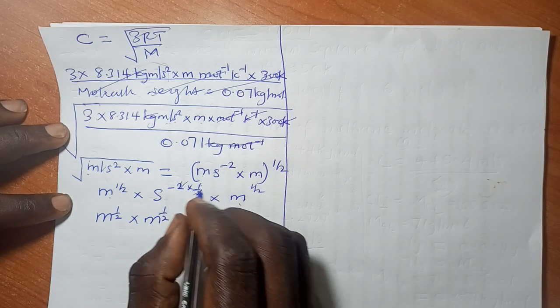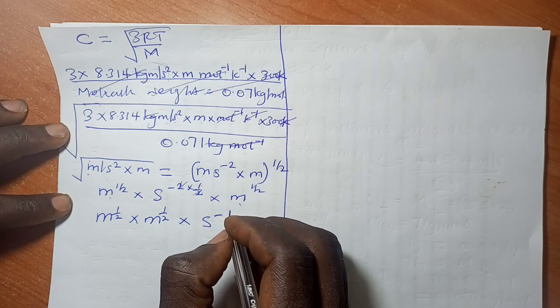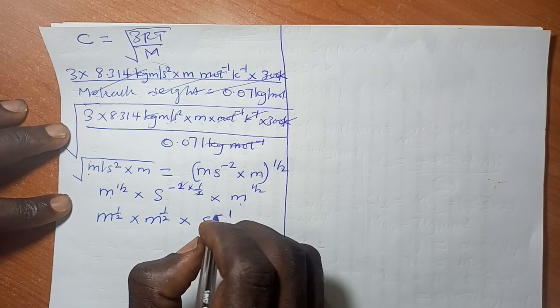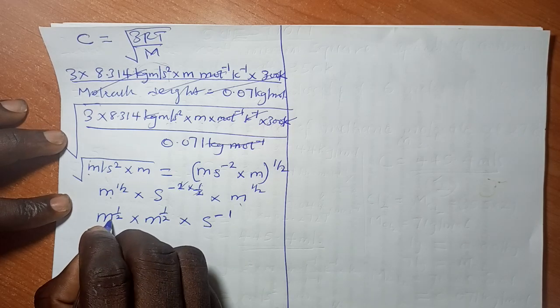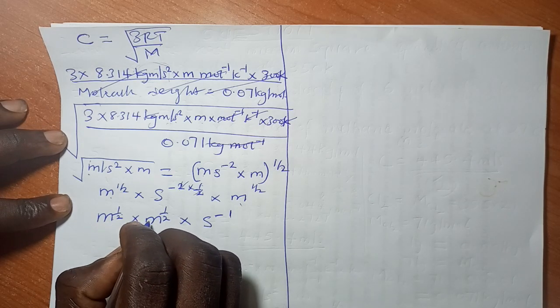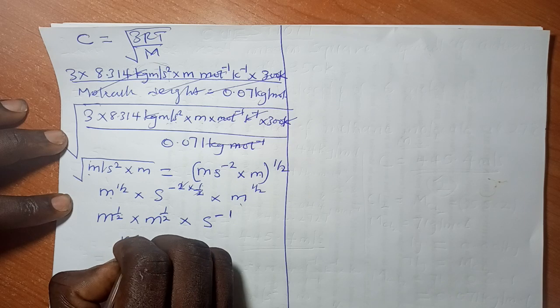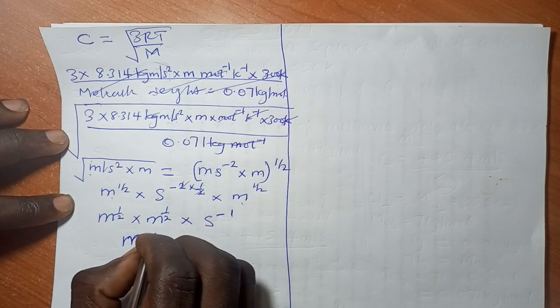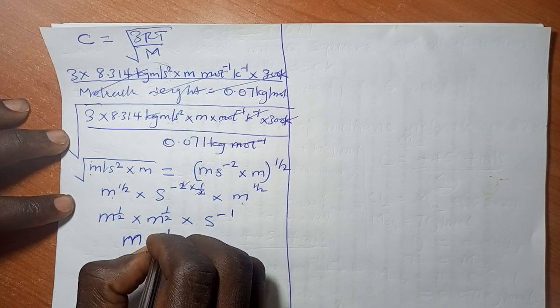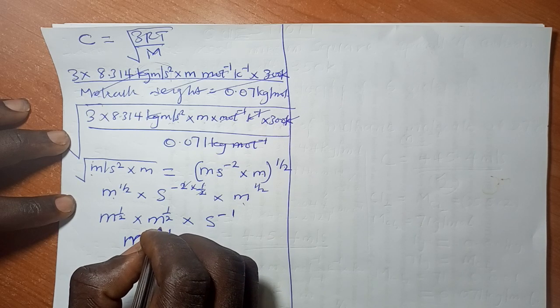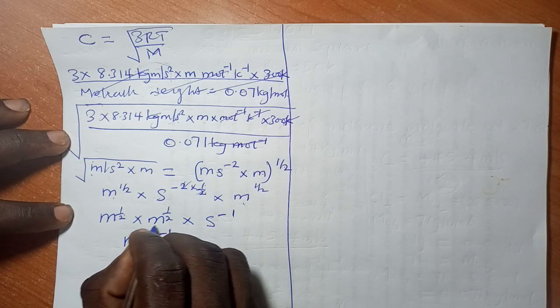Okay, this will remain m raised to the power minus 1. In this case, you are going to have m raised to the power half times m raised to the power half times m raised to the power minus 1. The indices will give you m, so this is the unit you shall be coming out with.